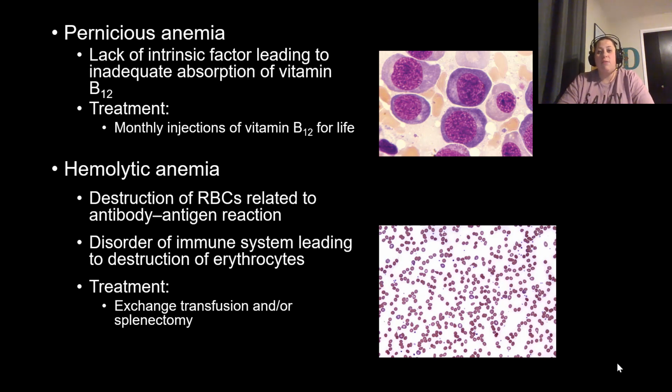This is destruction of the red blood cells, and this is related a lot of times to antibody-antigen reactions. This is like if you were given the wrong blood type, you can see that it's destroying the red blood cells. This is a disorder of the immune system. Now, treatment of this is exchange transfusion, and or we may need to do a splenectomy, taking out the spleen. The spleen is a reservoir for blood, and if the spleen is being compromised due to this, we may need to remove the spleen to treat this quickly.